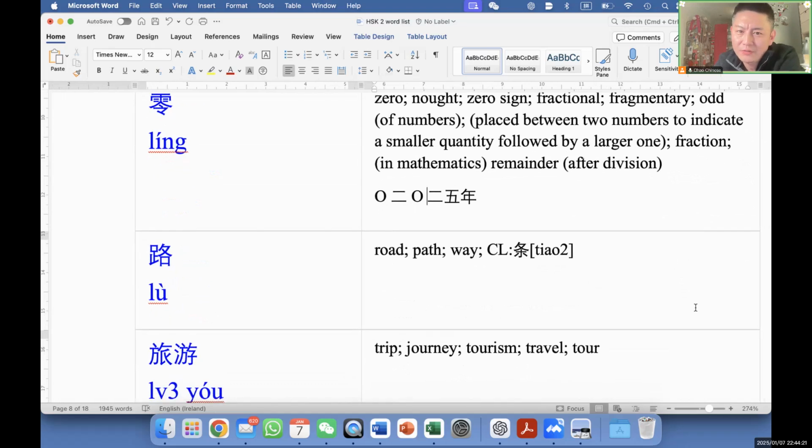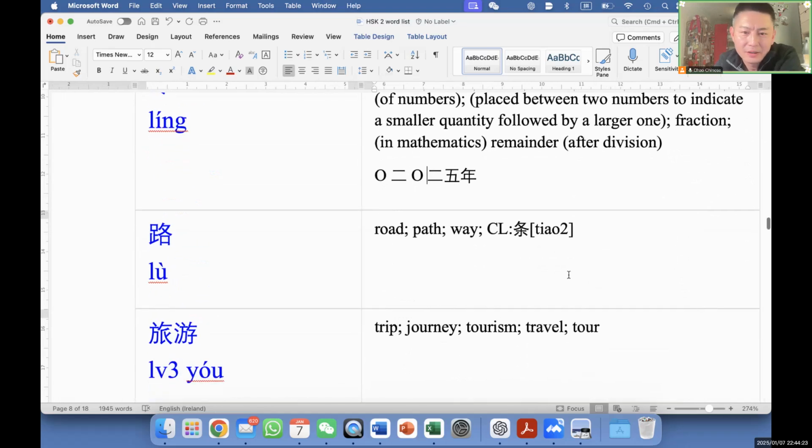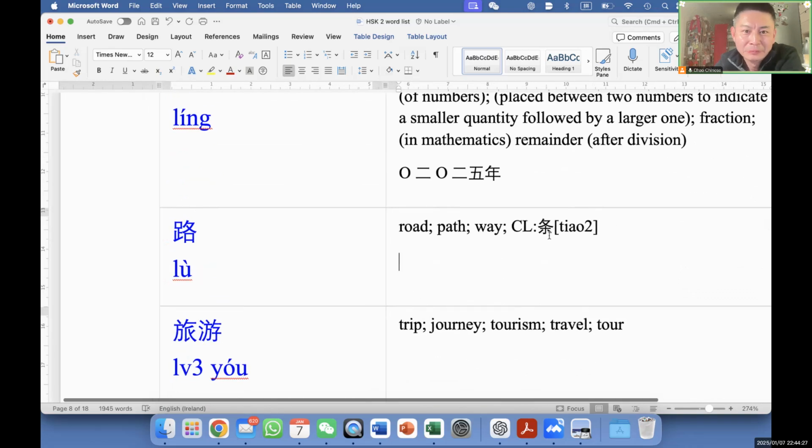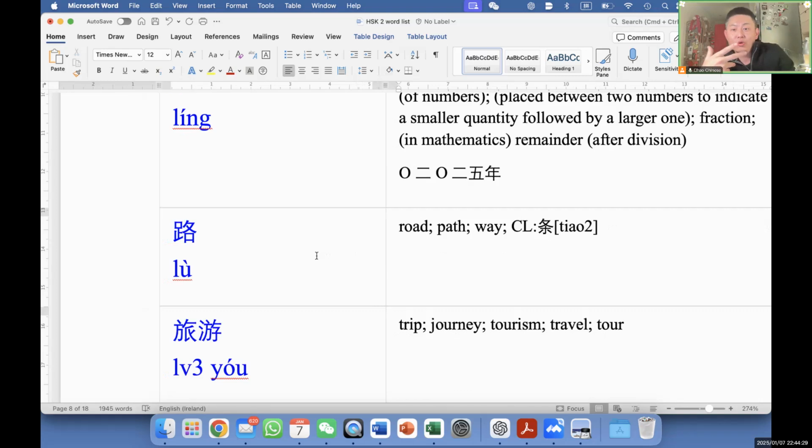Wow, it's 2025 now, ladies and gentlemen. Let's learn more Chinese. We don't have much time left. 路 is a road, a path, a way.